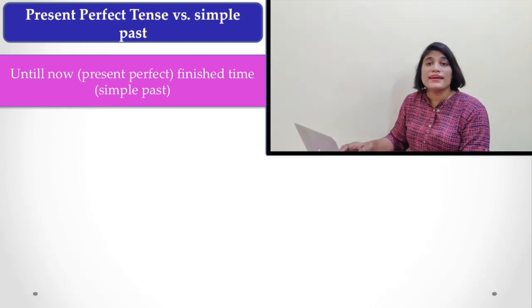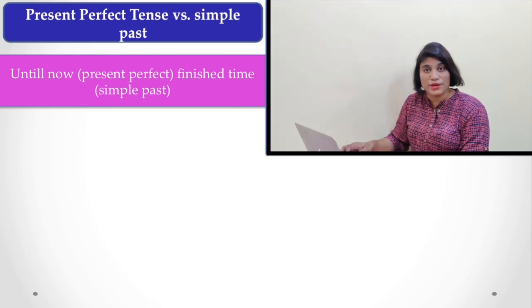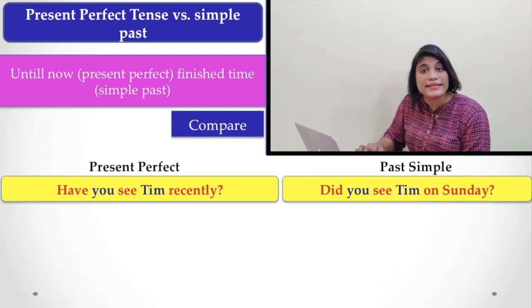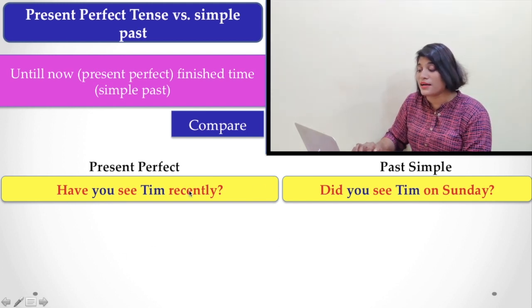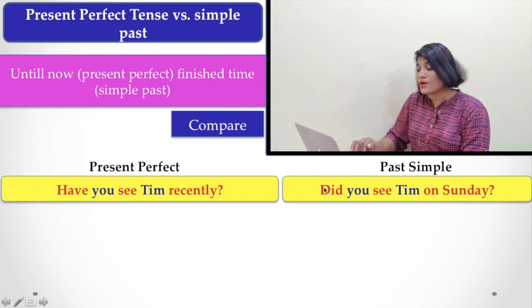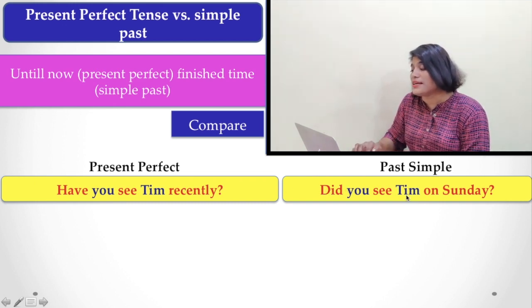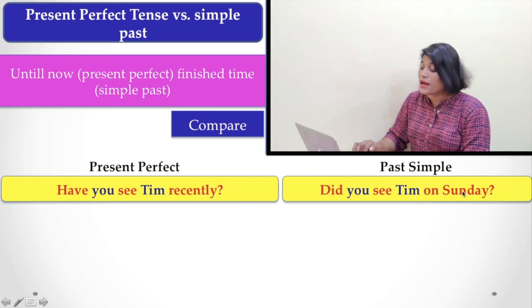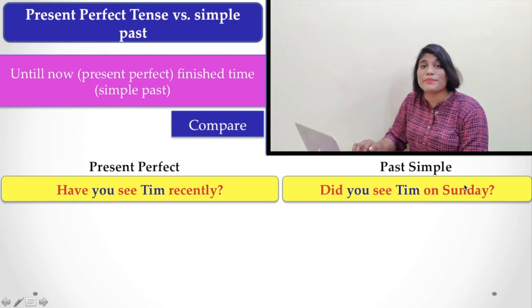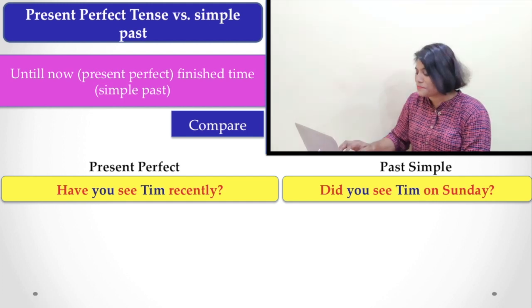Here also there are more examples for you, and here you find, have you seen Tom recently? Here recently is not a finished time, it is until now. Or did you see Tom on Sunday? Now I am talking about a particular time. When I am talking about a particular time, I have to use definitely simple past tense.